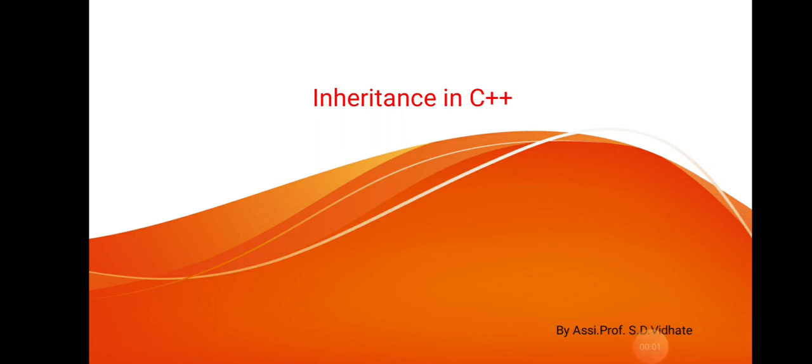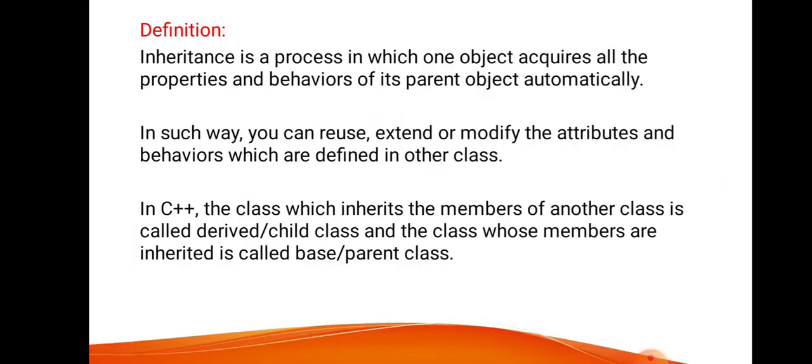Today's topic for the lecture is inheritance in C++. It is the most important feature of C++. Now let us see the definition of inheritance. Inheritance is a process in which one object acquires all the properties and behavior of its parent object automatically.